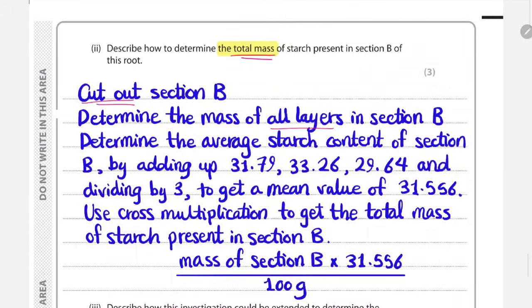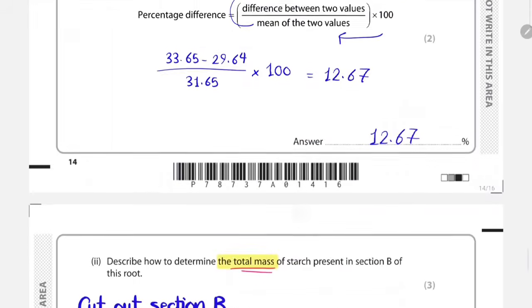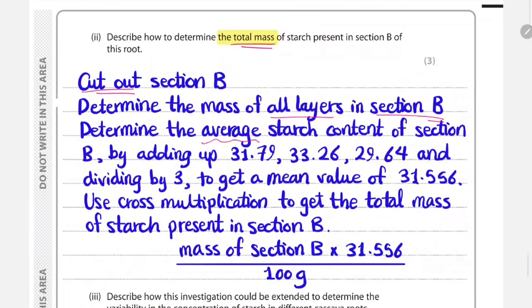Determine the mass of all layers in section B, and after I determine them, I need to get the average starch content of section B. Average means that we have to add 31.79 to 33.26 to 29.64 and divide by 3 to get the average or the mean value, which will be a mean value of 31.556. Last step is use cross multiplication to get the total mass of starch present in section B. This would be by cross multiplication. The equation will be mass of section B times 31.556 divided by 100 grams.